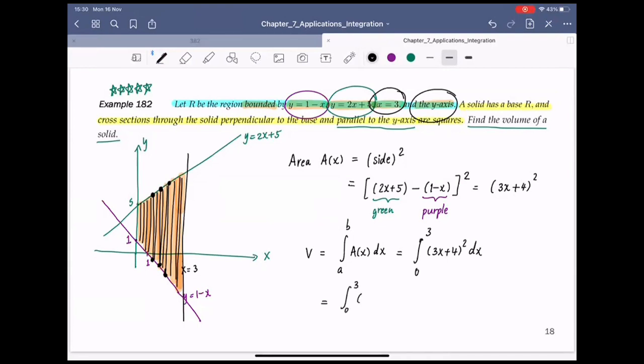I'm going to expand that: the integral of 9x squared plus 24x plus 16 dx. That means I get 9x cubed over 3 plus 24x squared over 2 plus 16x, and then integrate from 0 to 3. The answer is 237. I already did it at home, so you can do it slowly on your own. On the exam, maybe we're just going to ask you to stop at this point.